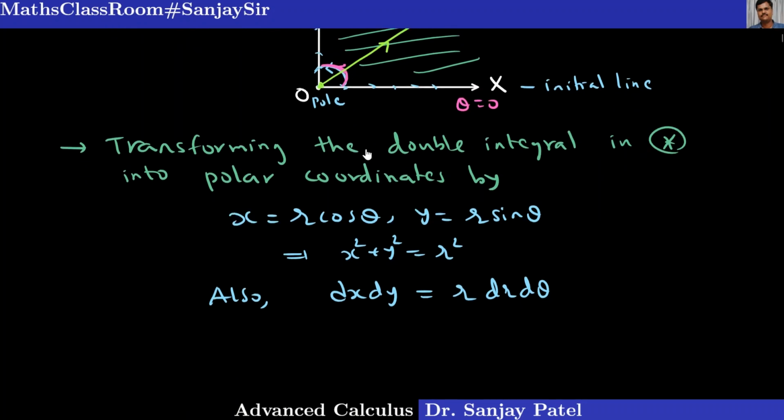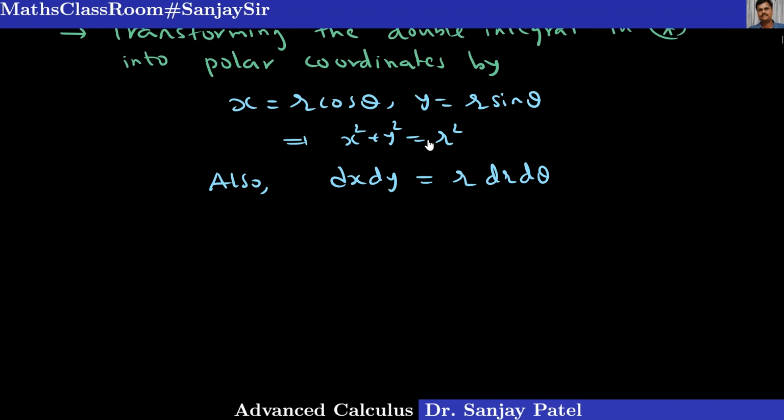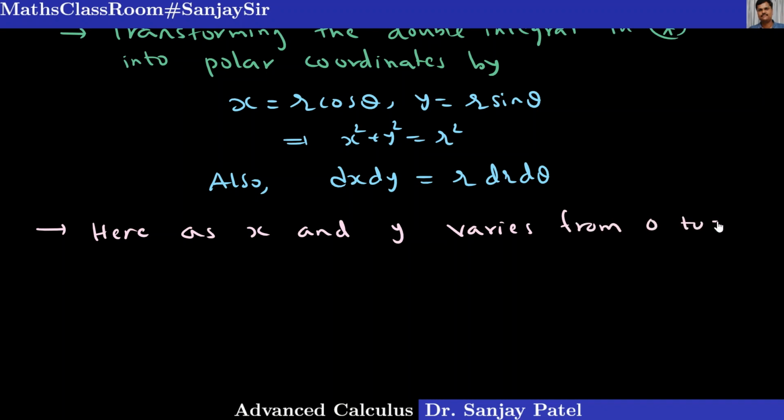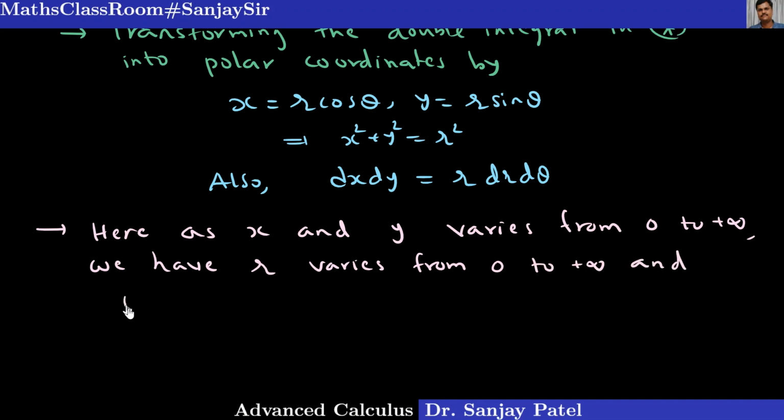So let me write and mention that here: as x and y vary from 0 to infinity, we have r varying from 0 to infinity, and theta in the polar system, theta varies from 0 to what?